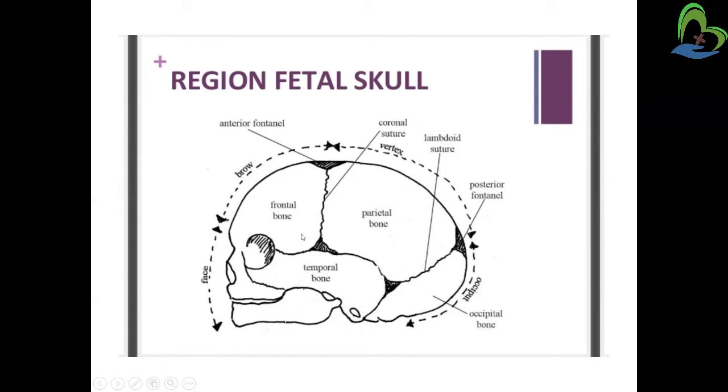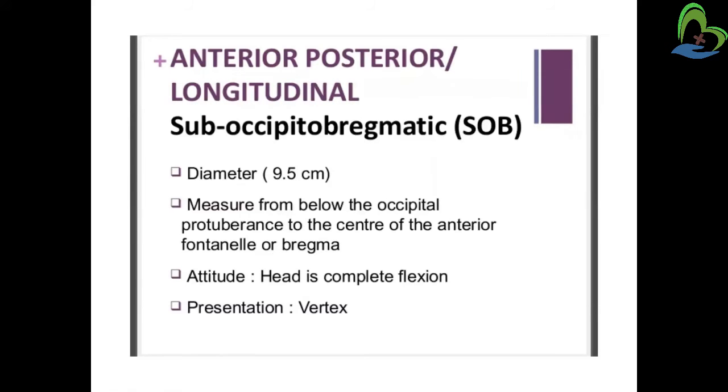Then four bones, that is frontal bone, parietal bone, temporal bone and occipital bone. Four bones, four parts, and two fontanelles, anterior and posterior, and sutures. That is the coronal suture, okay, and the lambdoid suture. Two sutures are there in this figure. So these all are regions of the fetal skull. Okay. Next, that is the anterior and posterior longitudinal.